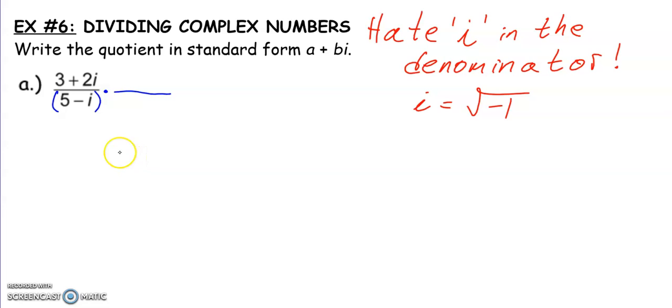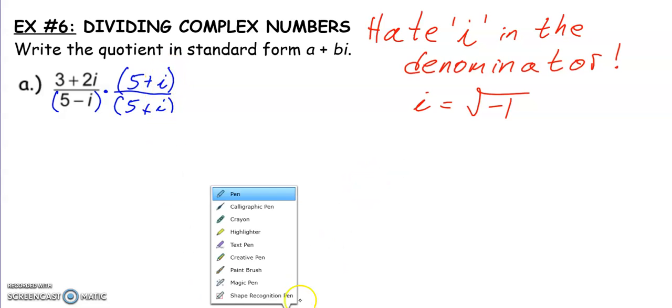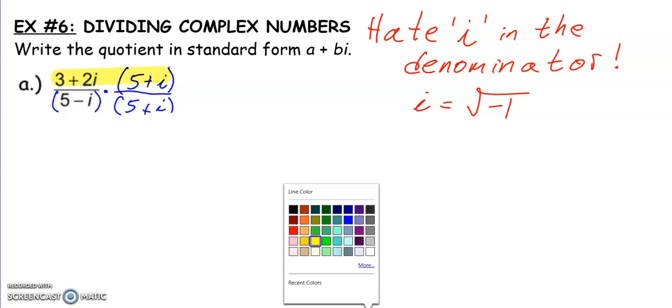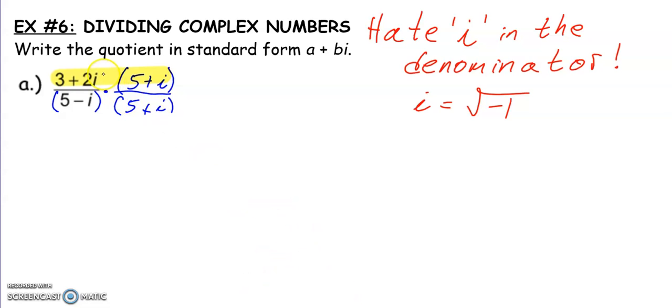So let's take this. Here's my i in the denominator. We're going to use what's called a complex conjugate. So I am going to multiply both numerator and denominator by the complex conjugate of 5 minus i. The complex conjugate means keep the values the same, the 5 and the i, just change the sign. And if I do it on the bottom, I have to do it on top. Okay, we're going to take these two values and multiply them together.